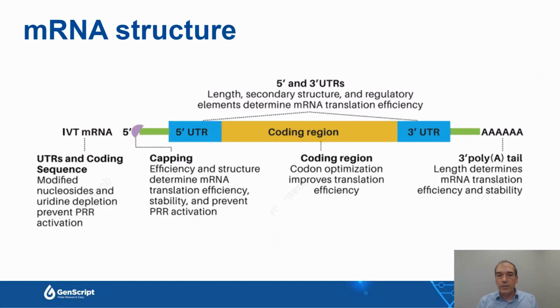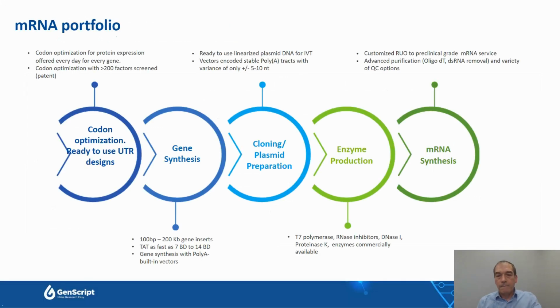So looking at the mRNA structure, we have the 5' region that usually needs to be capped to improve the stability of the mRNA, eventually leading to better translation. The 5' and 3' UTR regions need to be optimized for stability and translation. The coding region needs to be optimized with codon optimization to improve the translation efficiency. The 3' region, usually the poly-A tailing, needs to be optimized to provide stability and translation efficiency. So all these parameters need to be optimized.